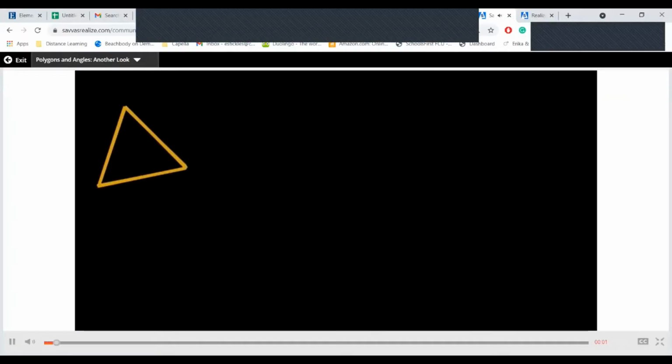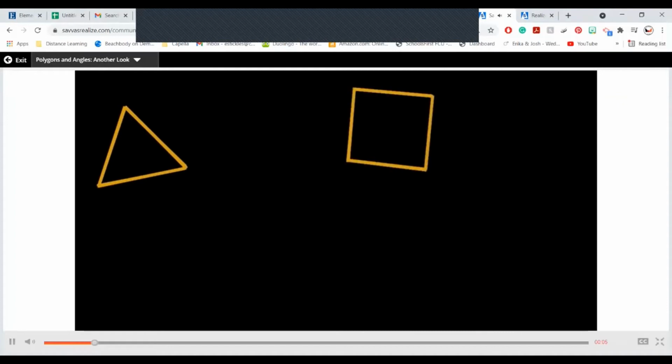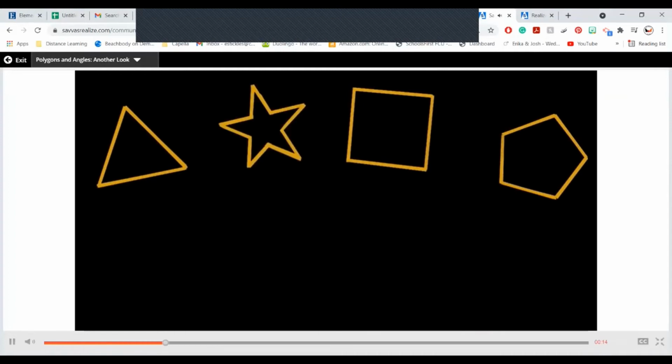See this triangle here? It's a polygon. So is this square. And this pentagon. So what is a polygon exactly? It's a closed plane shape with 3 or more sides. Here's another one.